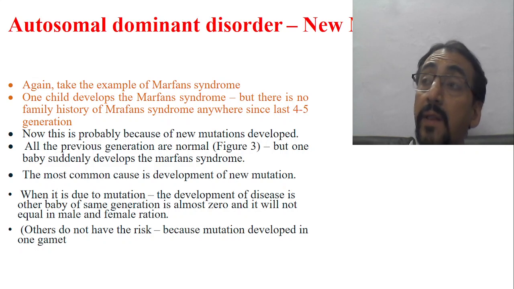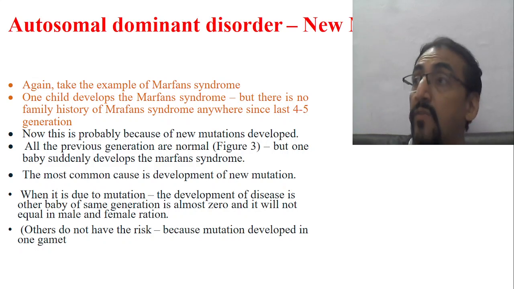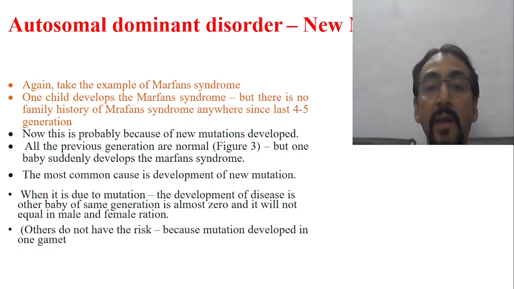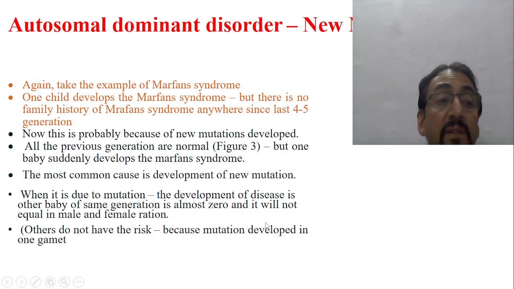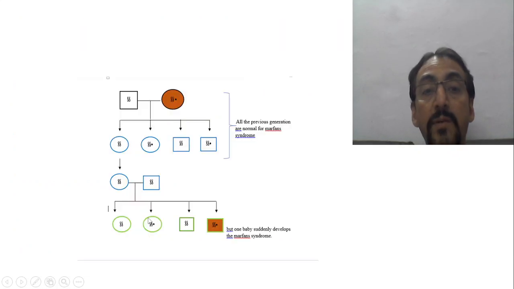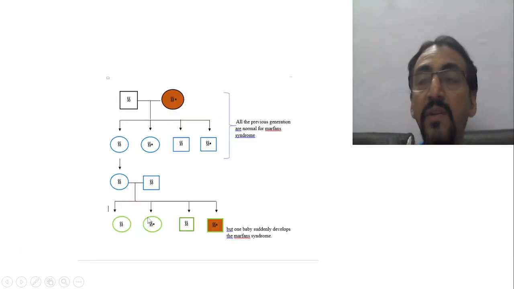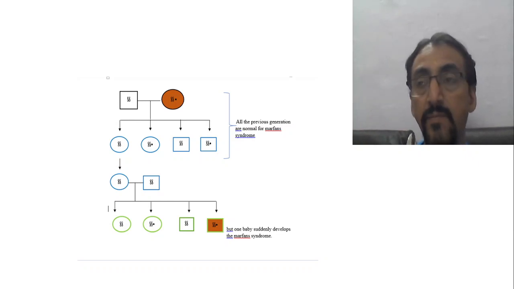But whether it is because of a new mutation, or low penetrance, or some other cause, how do you identify it? See, that is very easy. When there is a new mutation, the disease in the other babies of the same generation is almost zero, and it will not be equal in male and female ratio. We know that. You look at this picture. What are the basic rules of an autosomal dominant disorder? The male and female ratio is equal. Among those with the disease also, 50% are male, 50% female, and there is no skipping of generations. But there is skipping of a generation in this case.